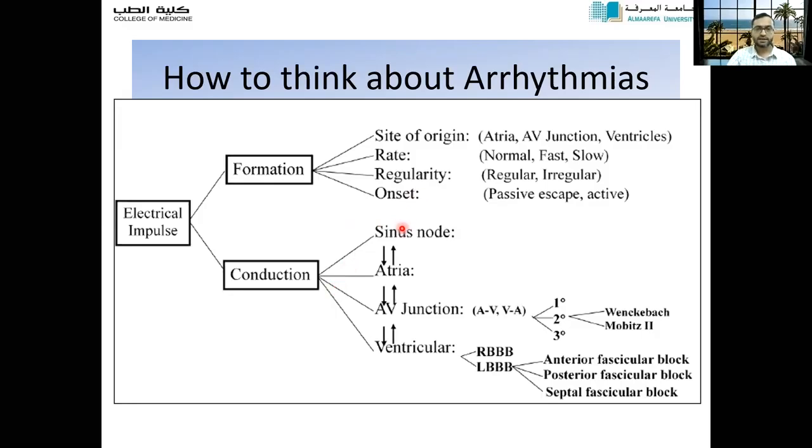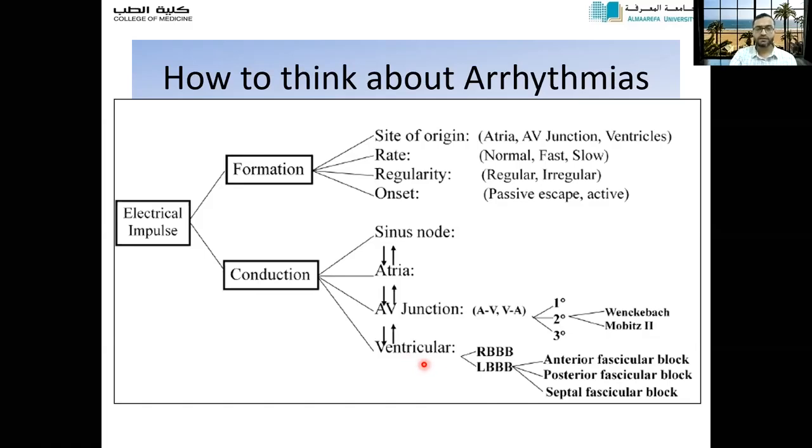Beats originating in the SA node, but there is a defect in conduction between the SA node and the atria, this is known as sinoatrial block. Or sometimes there is a defect of conduction between the atrium and the ventricle, which is known as AV block. And all of you know that they can be classified into 3 degrees, first, second and third. And the second one is again subclassified as Mobitz type 1 and type 2. I'll not go into detail of it now.